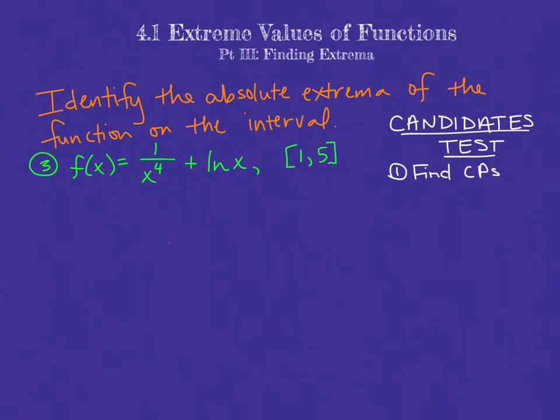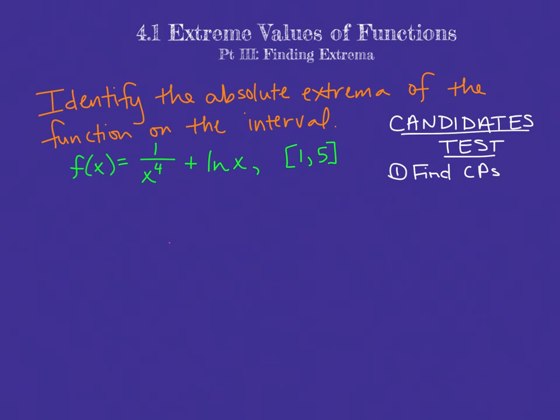In our third example here, this is one, once again, that we looked at in part 2, finding critical points. But this function here, we are looking at the interval from 1 to 5, and we want to identify again the absolute extrema of f of x on this interval. So in order to identify absolute extrema on an interval, we need to perform the candidates test. Our first thing is that we need to find the critical points.